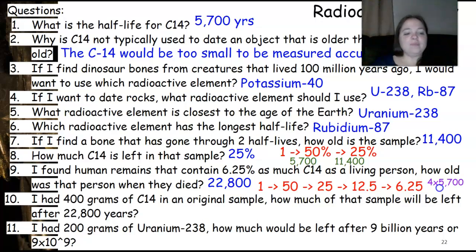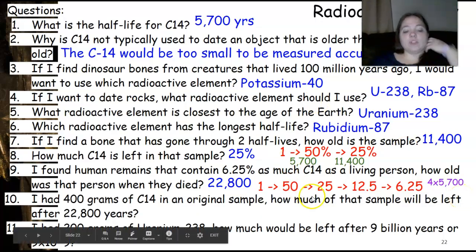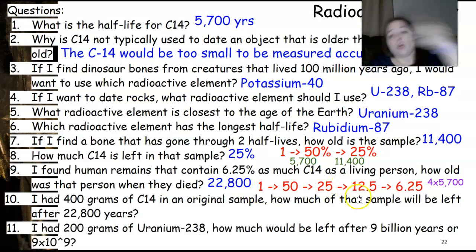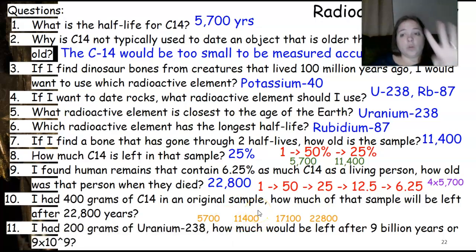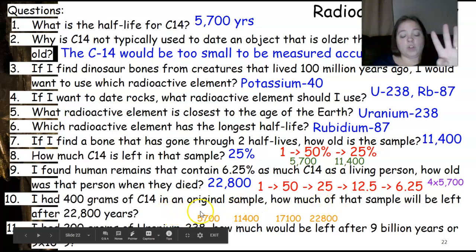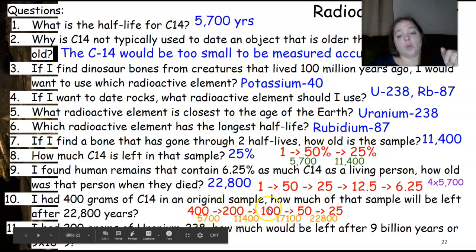Very good. Say I had 400 grams of C14 in an original sample. How much of it will be left after 22,800 years? So what I'm going to do is work backwards. I'm going to start with how old, and I'm going to write down 22.8, 17.1, 11.4, 5.7. So I know that's 4 half-lives. All right, so if I know it's 4 half-lives, 4 arrows, I'm going to start with 400, and I'm going to put 4 arrows down. Then I'd go, what's half of 400? 200. Half of that is 100. Half of that is 50. Half of that is 25. I'd be left with 25 grams.